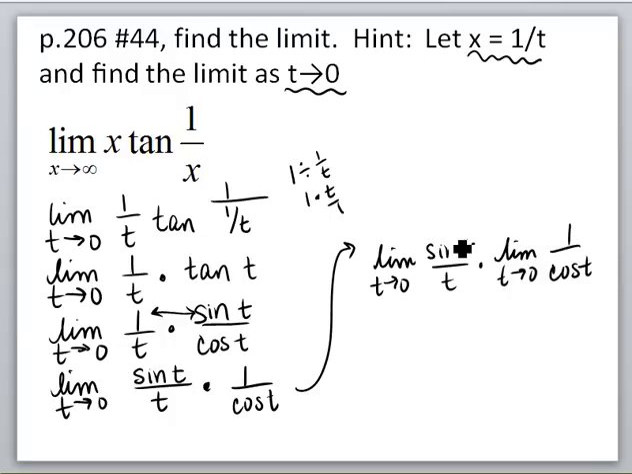This one is one we're supposed to memorize, and we know that it approaches 1. And then we have times... We did this one earlier, so if I put 0 in here, I get 1 over the cosine of 0. The cosine of 0 is 1. So we end up with our answer of just 1.